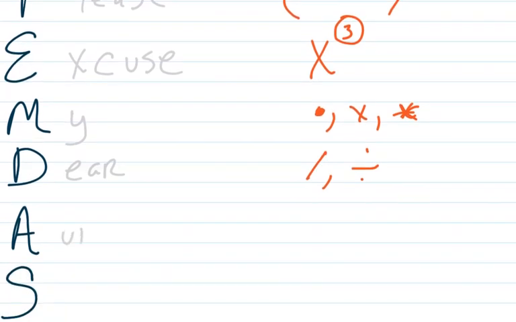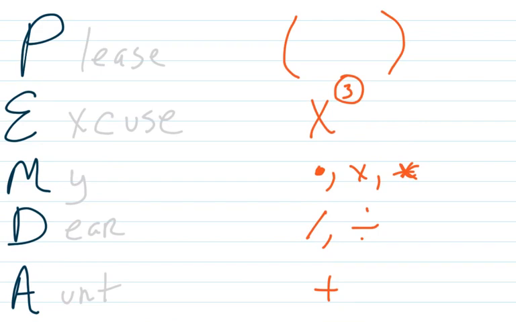A is for aunt, then S is for Sally. So in order, A is going to be add, and S is going to be subtract. So whenever you work out a problem that has a lot of operations, you do whatever is in parentheses first, your exponents, multiply, divide, add, and subtract. And you go in that order.